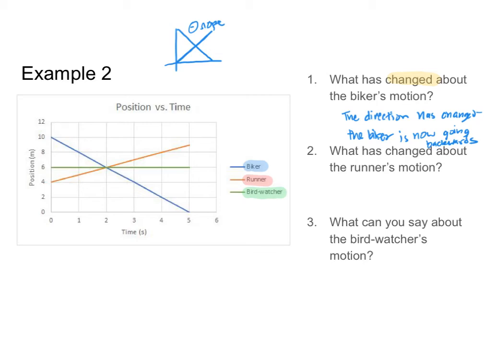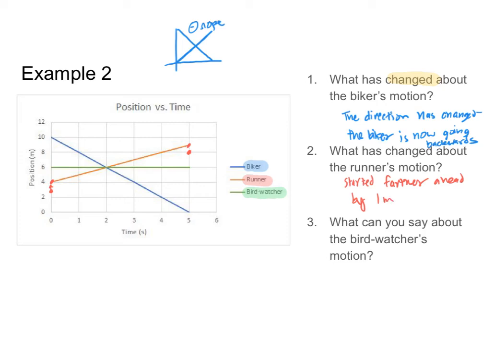Now we're going to figure out what has changed about the runner's motion. Remember in our previous video, the runner started at 3 meters and ended at 8 meters, at 5 seconds. Now our runner is starting at 4 and ending all the way up at 9. So the thing that's changed about the runner's motion is that our runner has a new starting position. They started farther ahead by 1 meter.